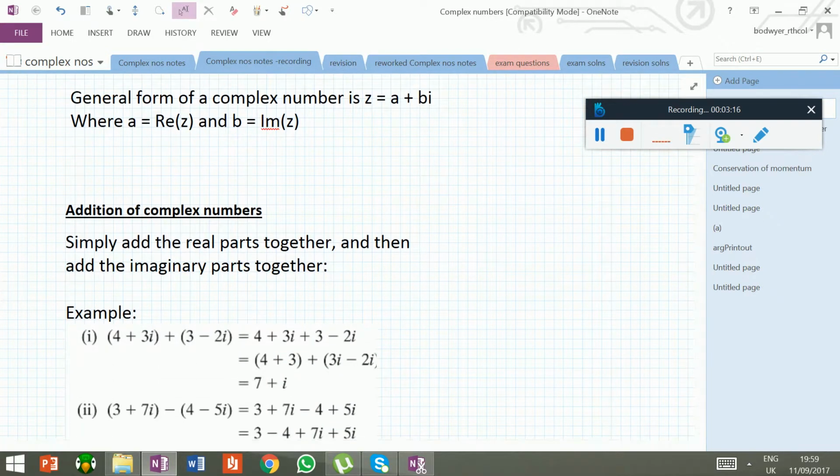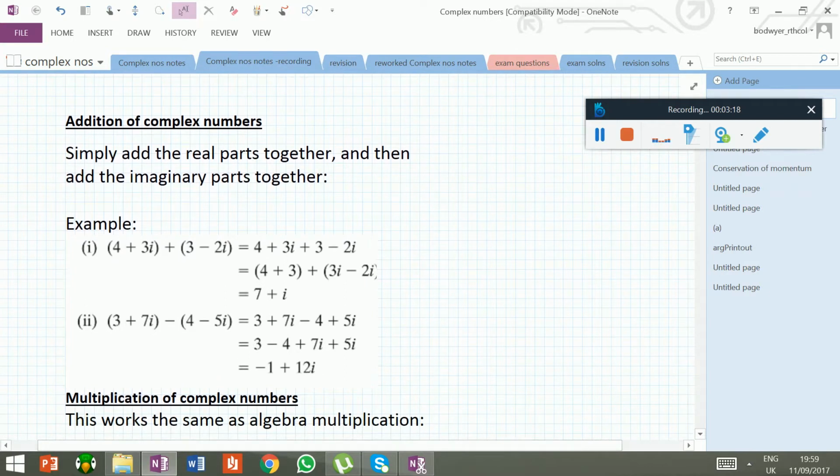Okay, so how do you add complex numbers? Complex numbers behave very much like algebra, like when you're adding x's and y's, you added the x's together and the y's together separately. So you do the same for the real and the imaginary part. So let's look at this. You've got 4 plus 3i plus 3 minus 2i. Again, I'm going to just remove the brackets there. And then I'm going to group the real parts, 4 and 3, together, and add them. And I'm going to also group the imaginary parts.